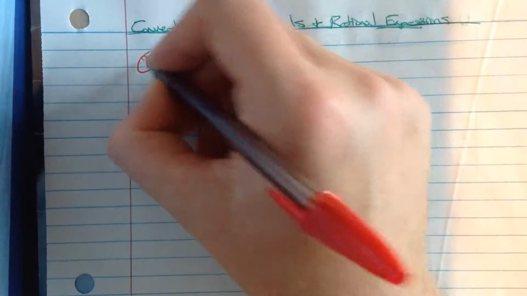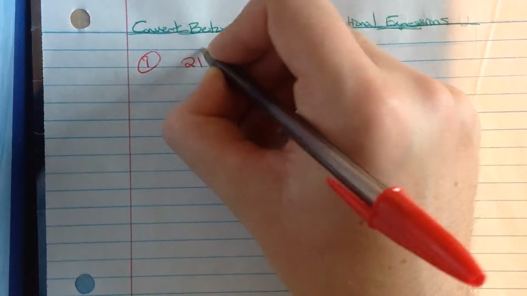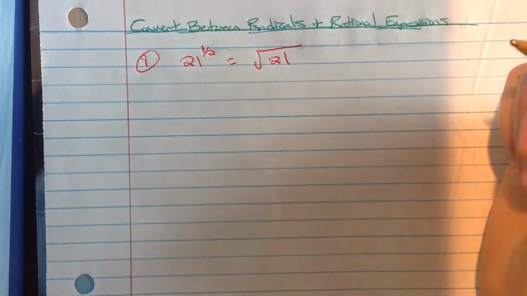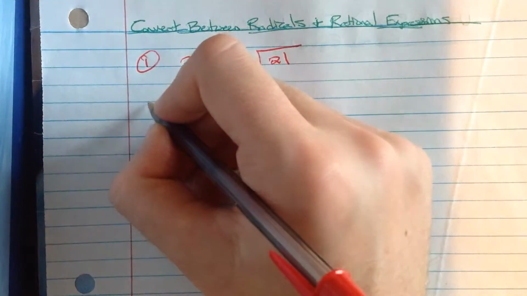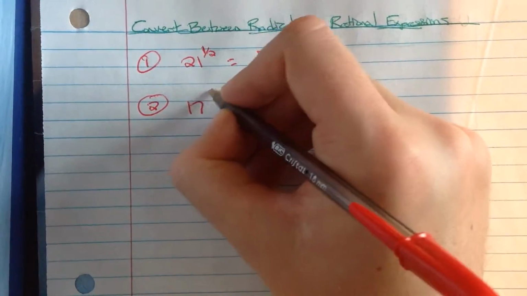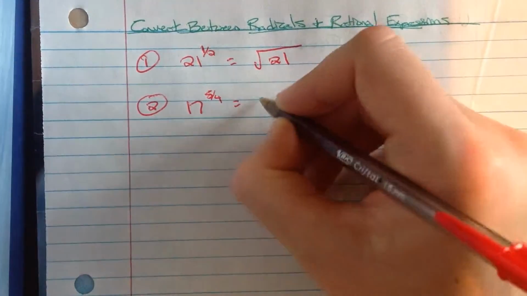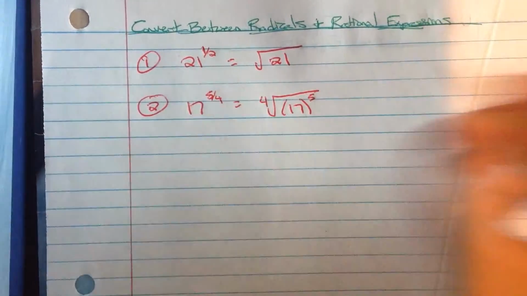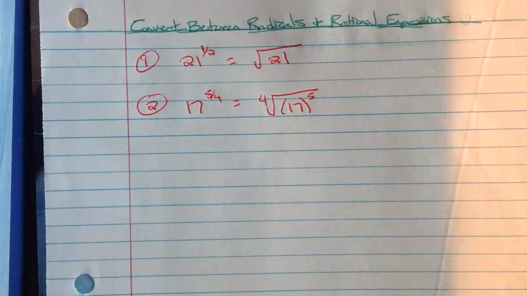Convert between radicals and rational expressions. So given something like 21 to the 1/2 power, that's the same thing as the square root of 21. Or given something like 17 to the 5/4 power, that's the same thing as the 4th root of 17 to the 5th power.